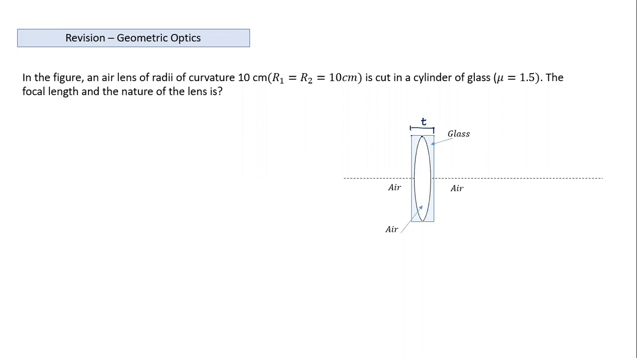The cavity is formed by two surfaces. Each surface has a certain radius. This surface has a radius of 10 centimeter, and this also is 10 centimeter. So this is what we are left with. If we have this kind of material cut in a cylinder of glass, and light falls onto this, it will behave like a lens. It will bend the light. So can we find out the focal length and nature of the lens?